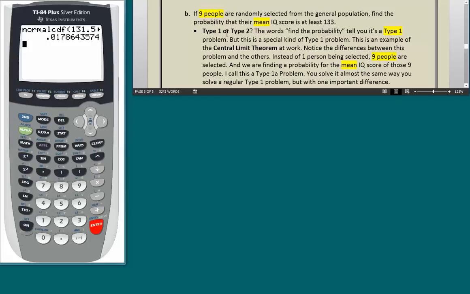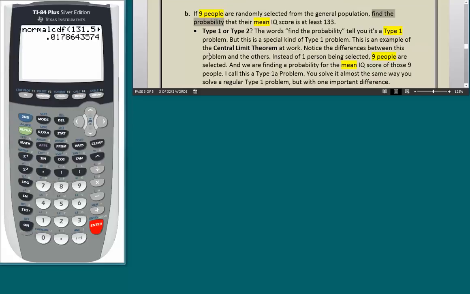Let's read what it says here. Is this type 1 or type 2? The words find the probability, and there you see them, find the probability. They tell you it's a type 1 problem, but it is a special kind of type 1 problem. This is an example of the central limit theorem at work. I'm not going to get into the concept of the central limit theorem. I'm just going to show you how to apply it in this kind of problem.